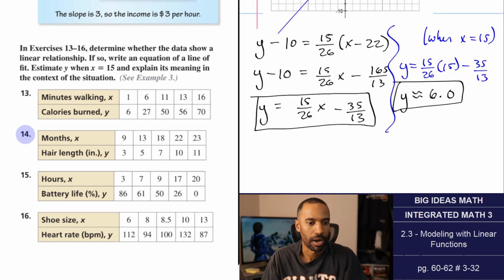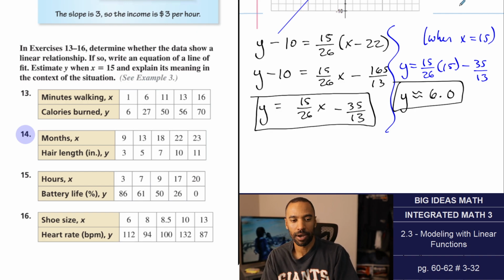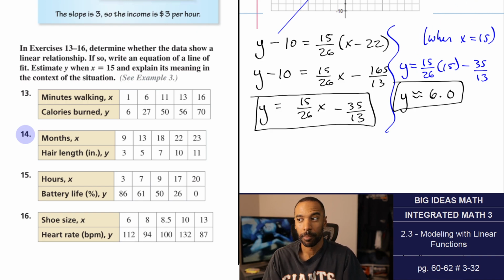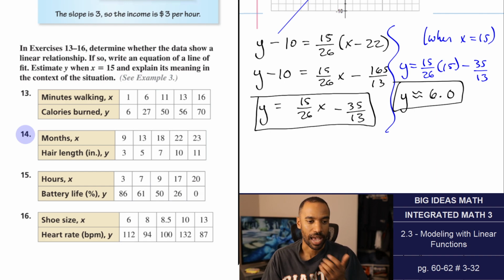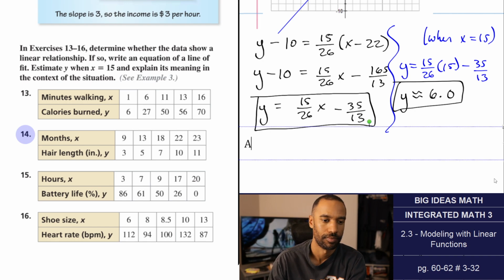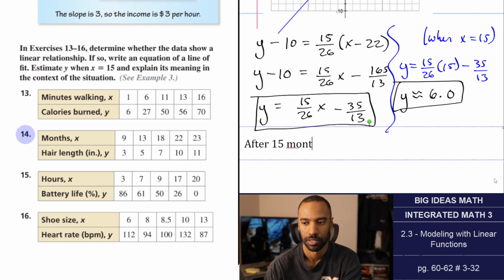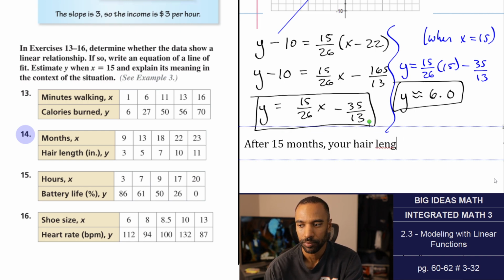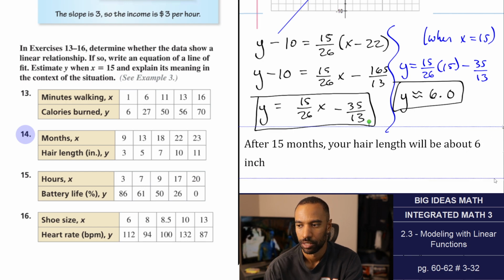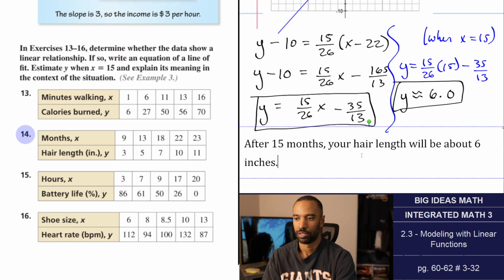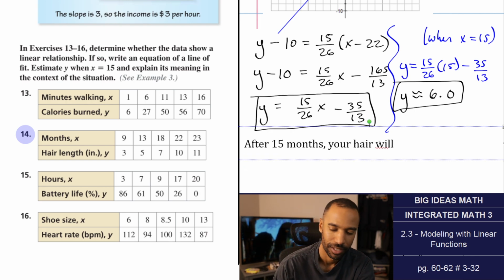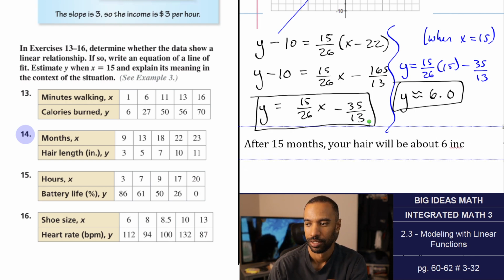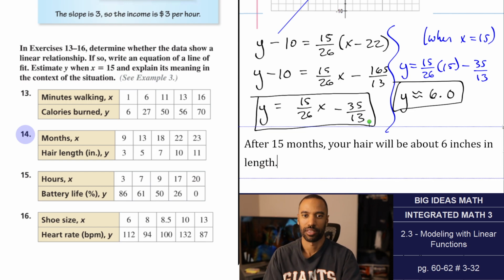What was this about? Months and hair length. After 15 months, your hair length will be, not how much it'll grow, but how long it'll be, because this is how long the hair is. Your hair length will be about 6 inches. So after 15 months, the person's hair length will be about 6 inches. Your hair will be about 6 inches in length. That's probably a better way of saying that.